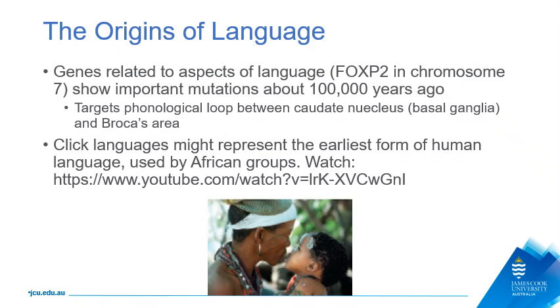The origins of language. We do have genes related to different aspects of language, such as FOXP2 in chromosome 7, which show important mutations about 100,000 years ago. And interestingly, there is also the presence of click languages used by certain African groups.